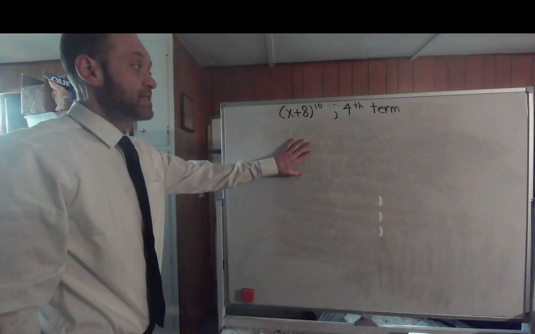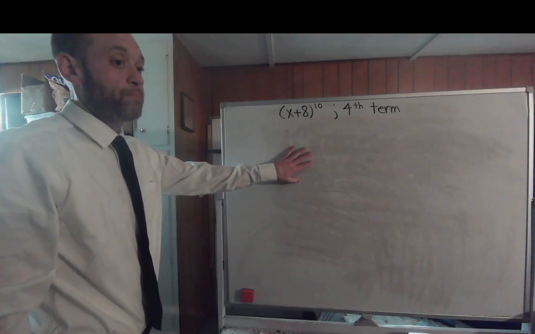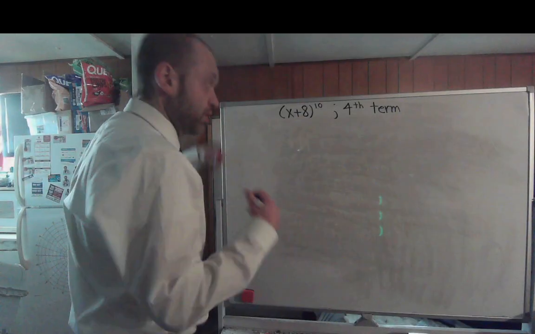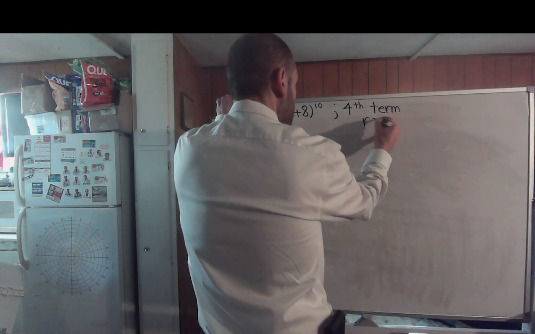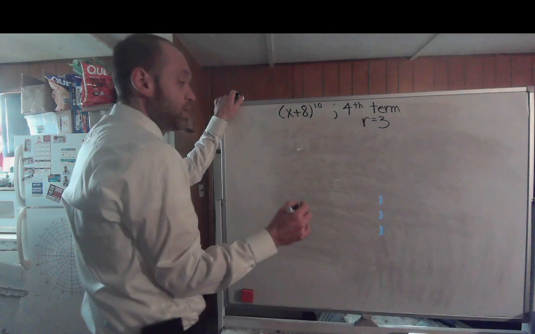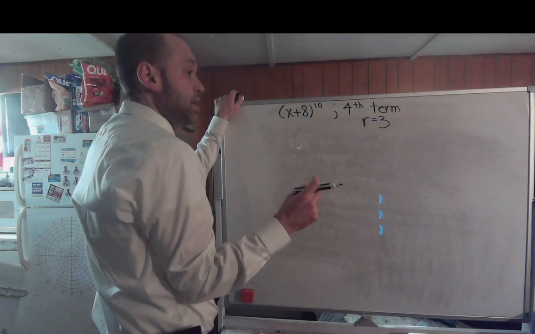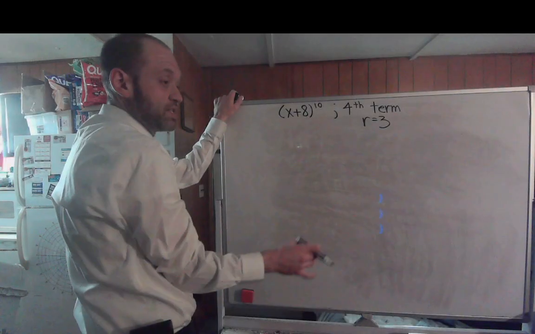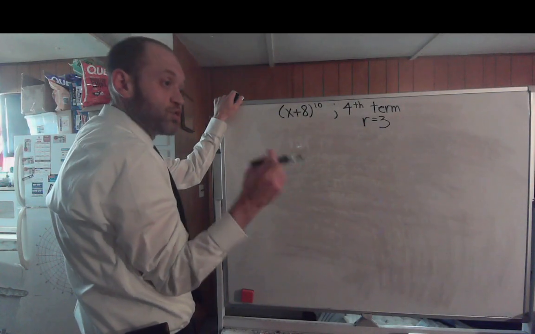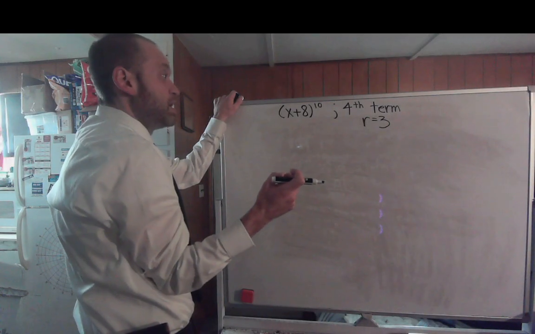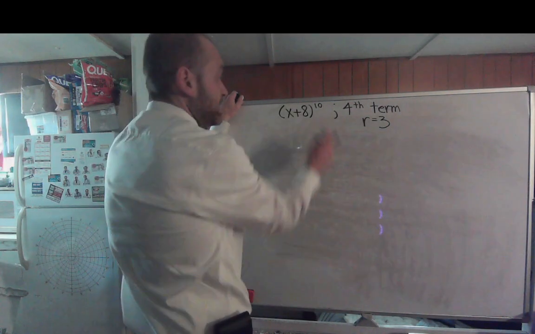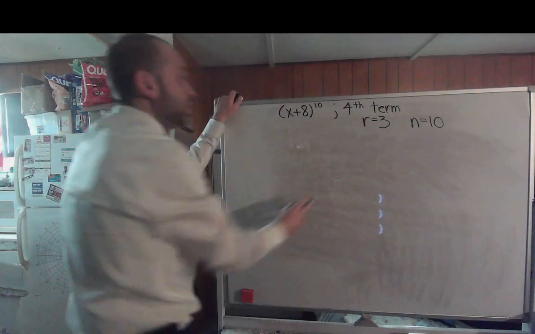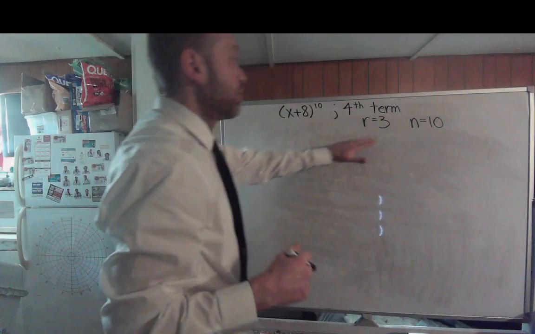Before we do that, let's identify some things here. Remember how I said r is one less than the term number you're on. So that means my r is going to equal 3. Now, n is always the power that the binomial is raised to. Those two things you need: you need your r and you need your n. So that means my n is 10 and my r is 3. Okay, so now that we have n and r, we can set this up.